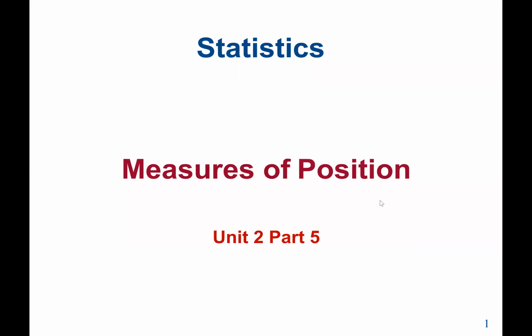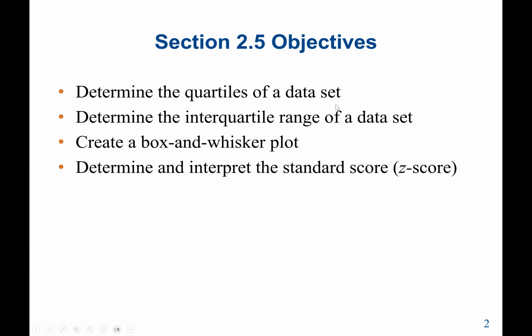These lectures cover the measures of position. Our main objective is to learn how to determine the quartiles of a data set. We're also going to learn how to determine the interquartile range of a data set, how to create box-and-whisker plots, and also how to find the z-score or the standard score. And we're also going to learn how to find the outlier in a data set.